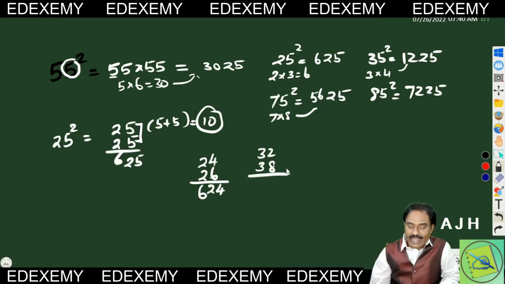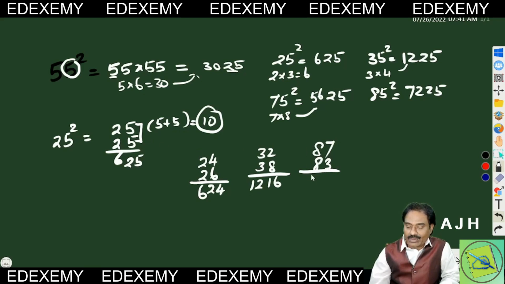32 into 38. Here also the sum of unit digits is equal to 10. Therefore 3 into 4 is equal to 12. 8 into 2 is 16. Yes, this trick works for these types of sums also, where the sum of the unit digits equals 10 and the tens digits are equal. This pattern works out. Now we will find 87 into 83. Here also 7 plus 3 is 10 and both tens digits are 8. So this pattern will definitely work out.